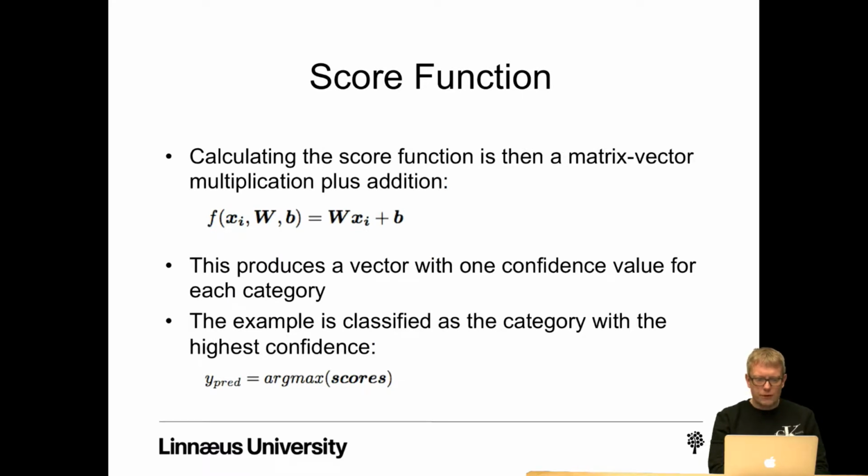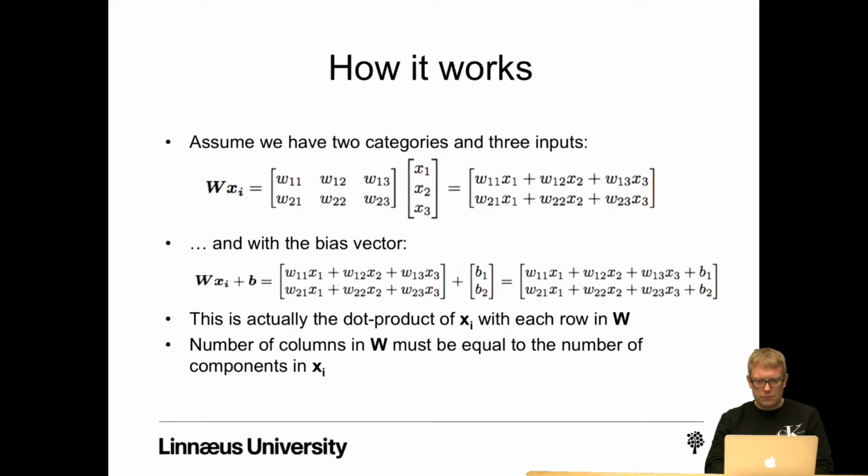Calculating the score function is then a matrix-vector multiplication plus an addition. So we multiply the weights matrix by the input vector and add the bias. And this produces a vector with one confidence value for each category. The example is classified as the category with the highest confidence using the argmax operation. The argmax for a vector returns the index of the highest value in the vector, and that's our predicted value for this training example. So it works like this.